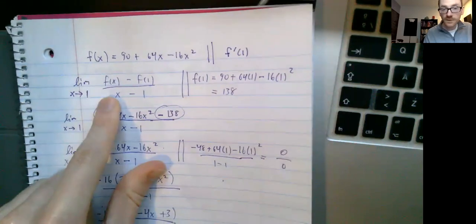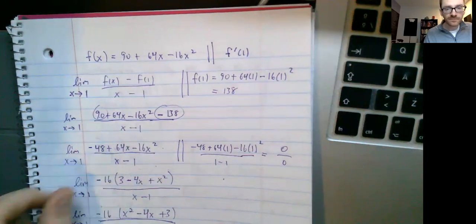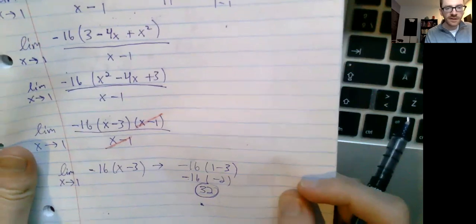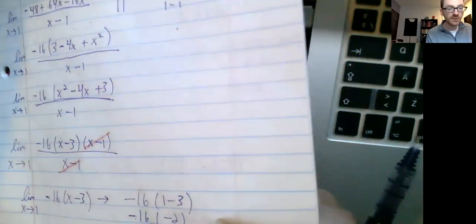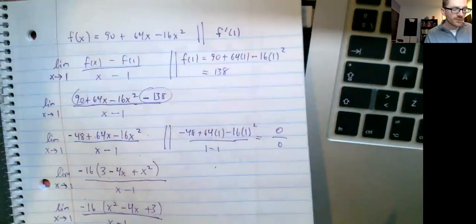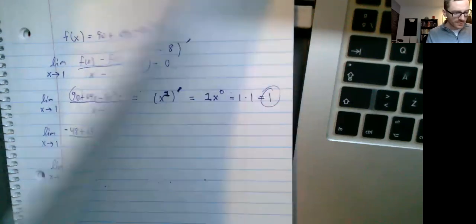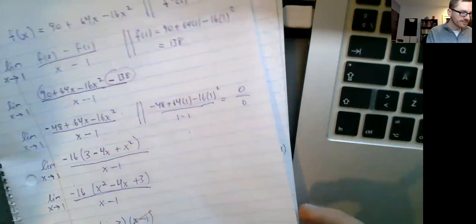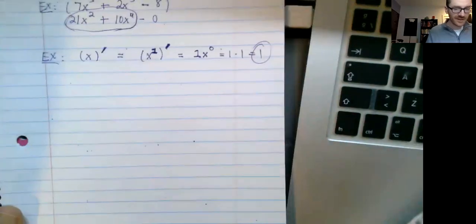Here I am using the first limit definition of the derivative, plugging everything in, and I eventually get 32. But it's a lot of work. So how long would this problem take if I were to do it using derivative rules? A lot less time.